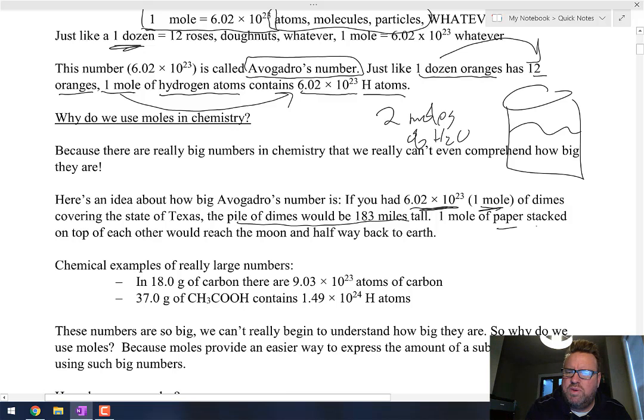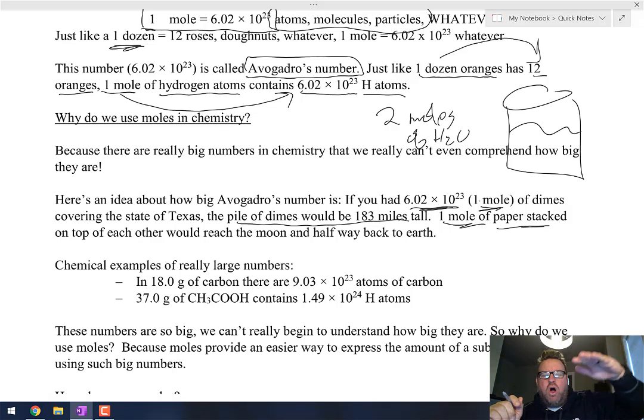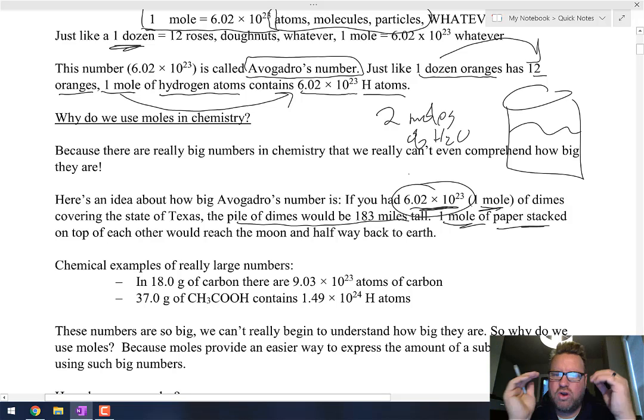What if you took a piece of paper? What if you had a mole of pieces of paper and you stacked them on top of each other? That stack of paper would go all the way to the moon and then halfway back to Earth. So hopefully that gives you an idea of how big this number really is and how hard it is for us to comprehend it, which is why we use moles.